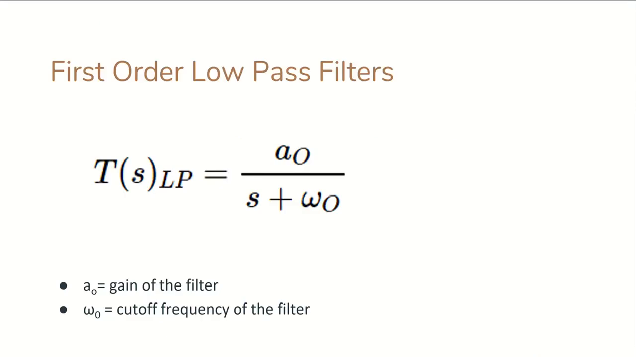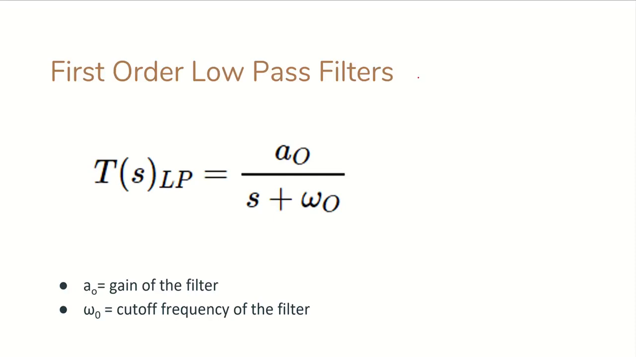So here we have an example of a first order low pass filter. You have A naught over S plus omega naught. A naught is the gain of the filter. Let's say you have a passive filter, that gain will be 1, so A naught will be 1. And omega naught, like I said, is the cutoff frequency of the filter.